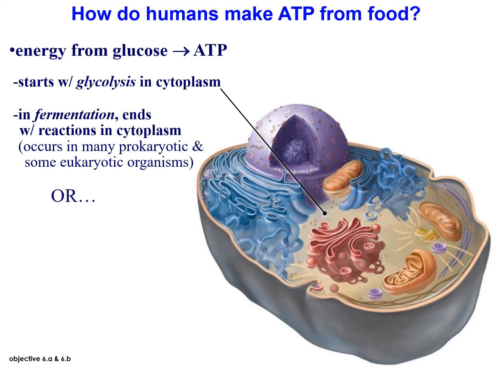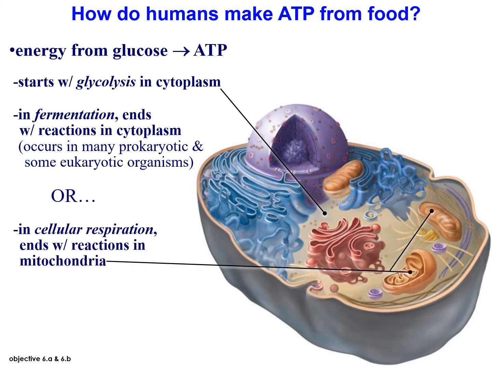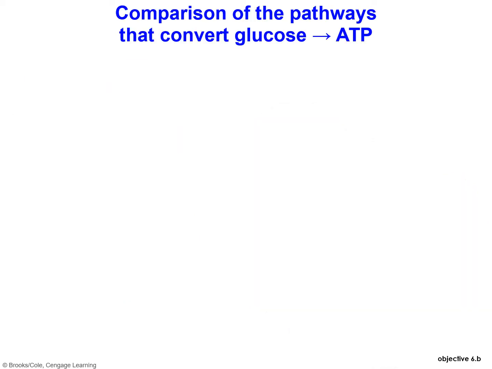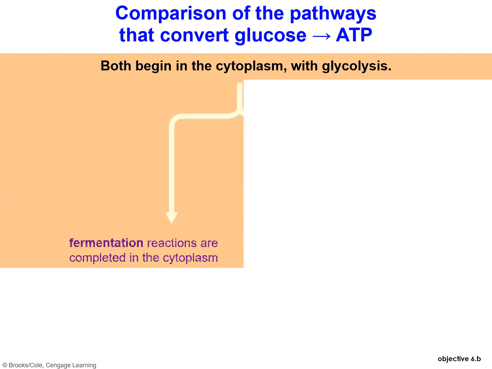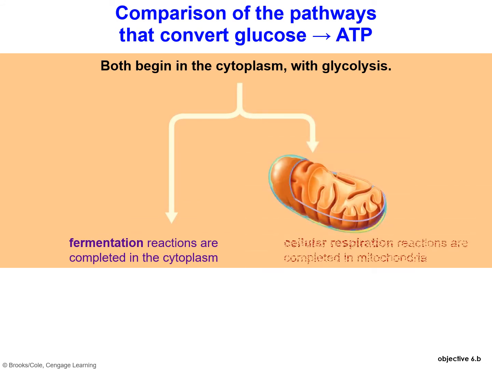If oxygen is present, then the cell will continue with cellular respiration. This ends with reactions that are present in the mitochondria. There are some prokaryotic cells that do this, but all eukaryotic organisms are capable. So why is this the case? Well, as I mentioned, both of them begin in the cytoplasm with glycolysis. Fermentation reactions are completed there, while cellular respiration reactions are completed in the mitochondria.